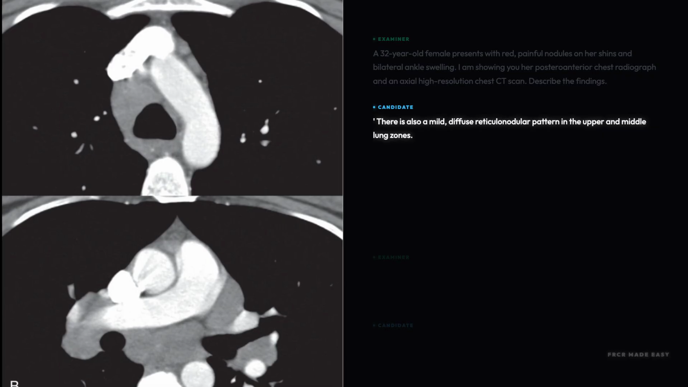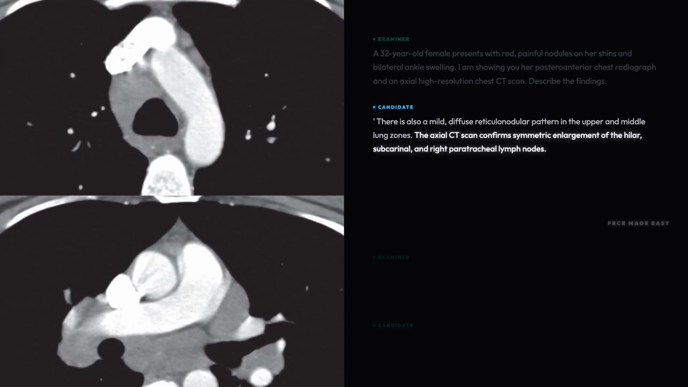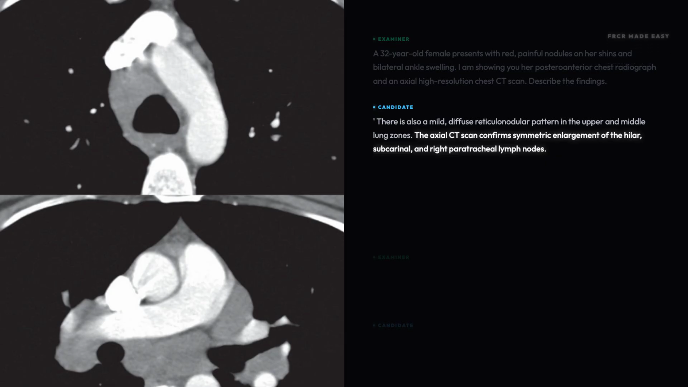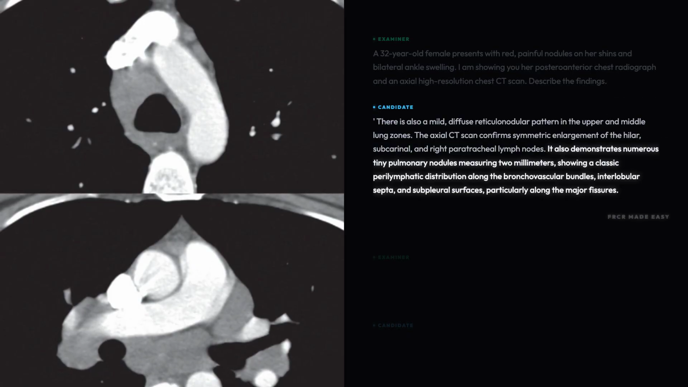classic Garland triad, or 1-2-3 sign. There's also a mild, diffuse reticulonodular pattern in the upper and middle lung zones. The axial computed tomography scan confirms symmetric enlargement of the hilar, subcarinal, and right paratracheal lymph nodes.